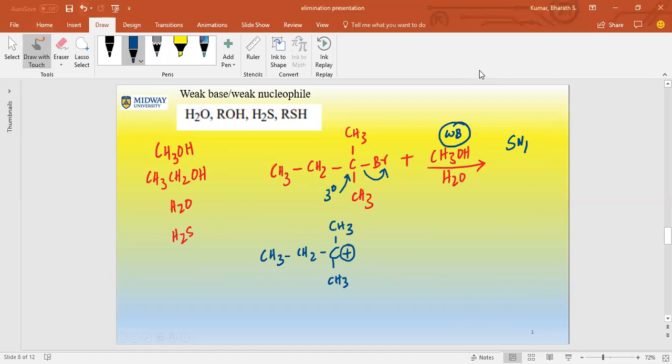Now, this is a small base, so it can attack from this side or this side, right? So you can have multiple options. Now, keep in mind, this is where the leaving group was. So these are your beta hydrogens, right? So these two are almost identical beta hydrogens. This is slightly different. So it has two ways you can go.